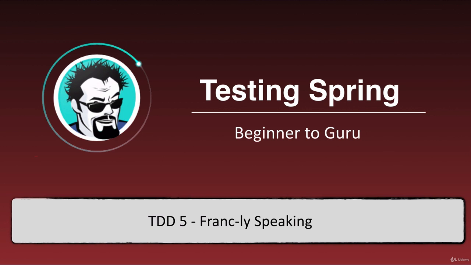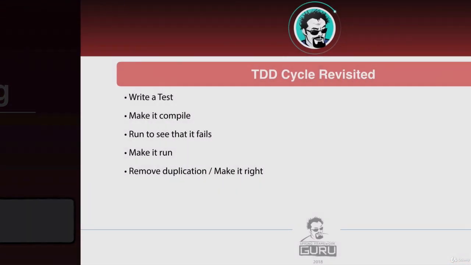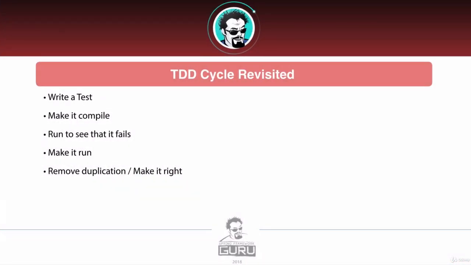All right, in this video, we are going to look at Chapter 5 in Test-Driven Development. Frankly speaking, we're going to have a little fun in this one. So just to revisit first the entire cycle that we've been watching, we're going to write a test, we're going to make it compile, we'll run, make sure that it fails, and then we're going to add whatever code we need to make it run, and then we're going to go through and remove duplication / make it right.